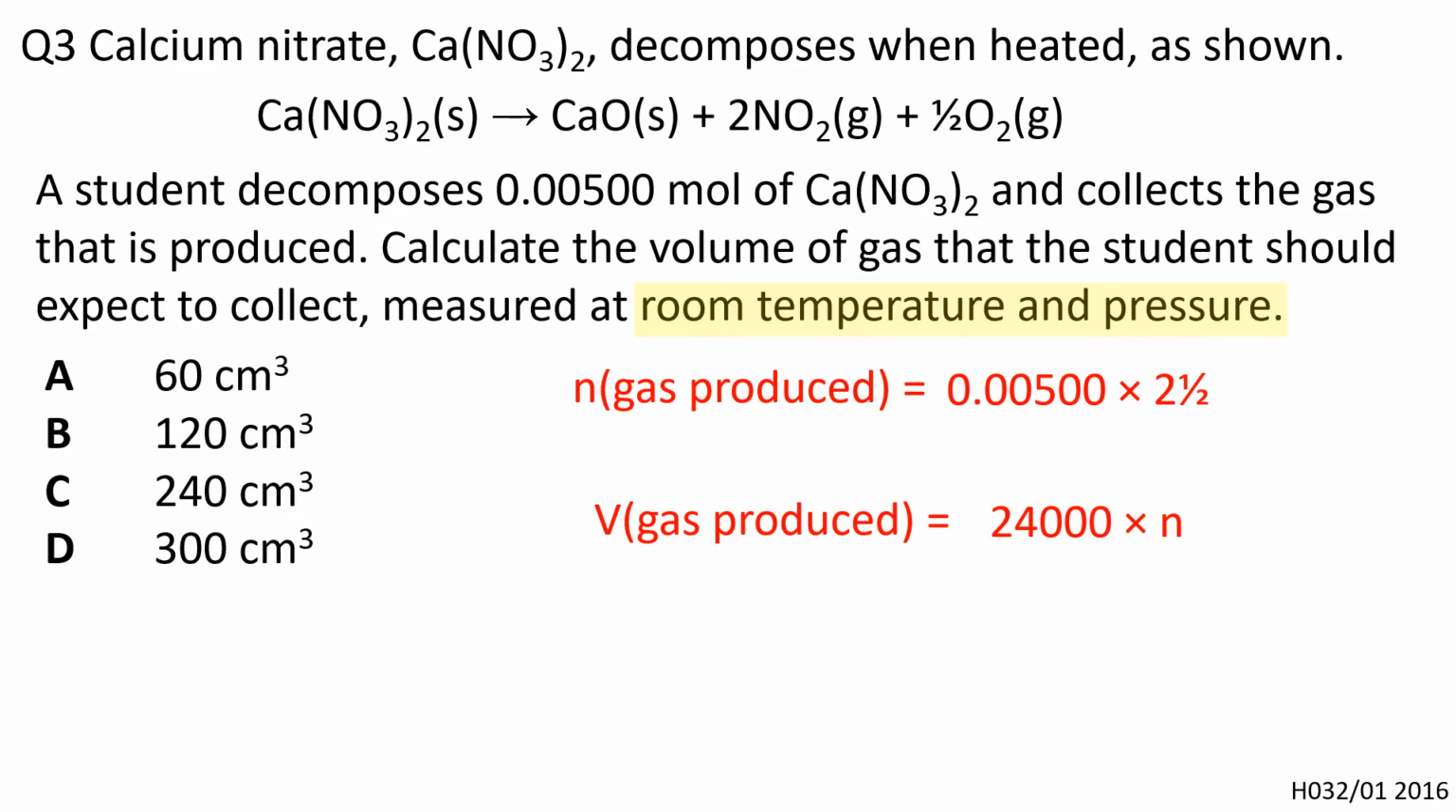Because it's at room temperature and pressure, we can use the relationship that the volume of gas produced is 24,000 times N, 24,000 because we are working in centimeters cubed. Put the numbers in, that gives us that amount of substance in moles. Multiply those two figures together, the 24,000 by 0.0125, and that gives us an answer of 300 centimeters cubed.